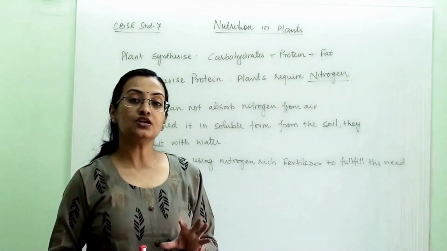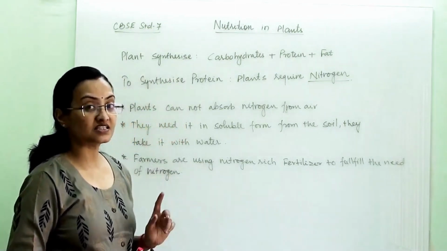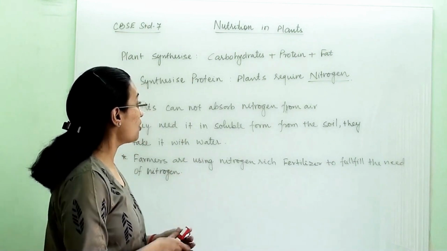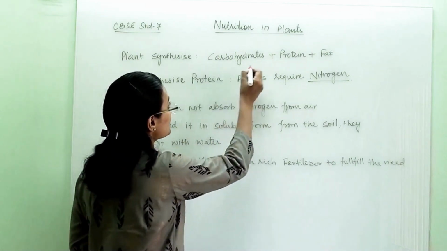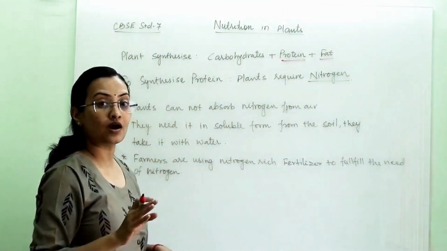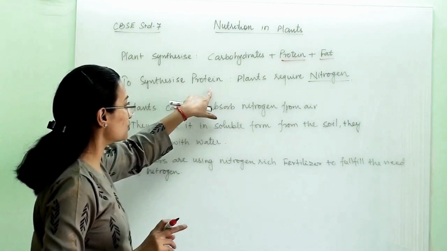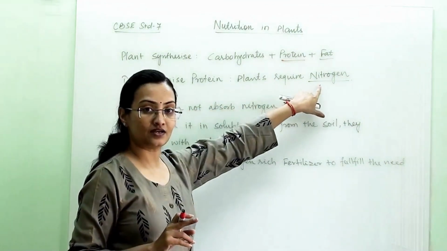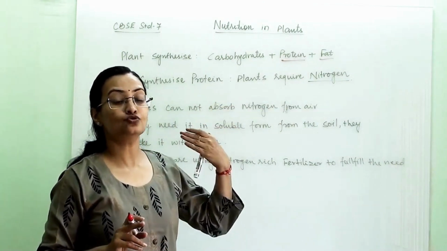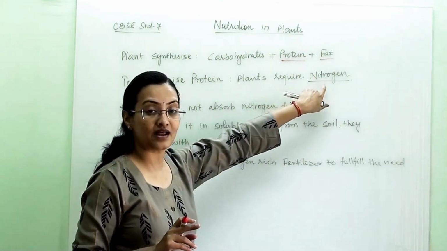The nitrogen need of plant. Plants are synthesizing carbohydrates via photosynthesis process, that we know. But along with the carbohydrates, plants are also making protein and fat for their requirement as their food. So to synthesize protein, plants require nitrogen. When they are making protein, they need to make amino acid, and for the amino acid they require nitrogen.